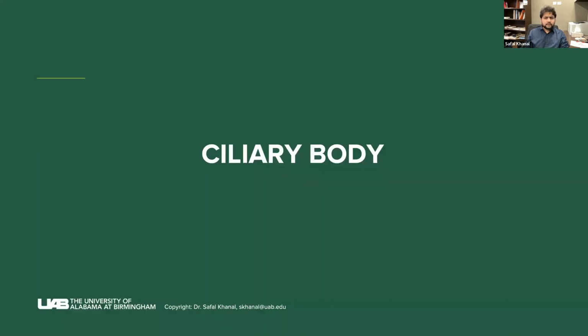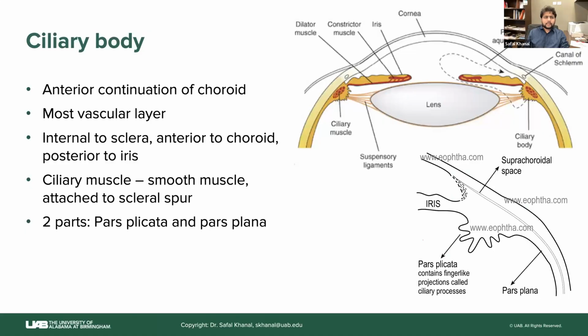Now let's look at the ciliary body. And ciliary body, if you see here, this is the anteriormost part, almost like an extension of the choroid. It is a vascular layer. It has similarities with the choroid because it is a vascular layer. It is internal to the sclera, anterior to the choroid, and then posterior to the iris. As you can see in the figure here, it has ciliary muscle, which is a smooth muscle. It is not striated because it does not have the bands of fibrous tissues.